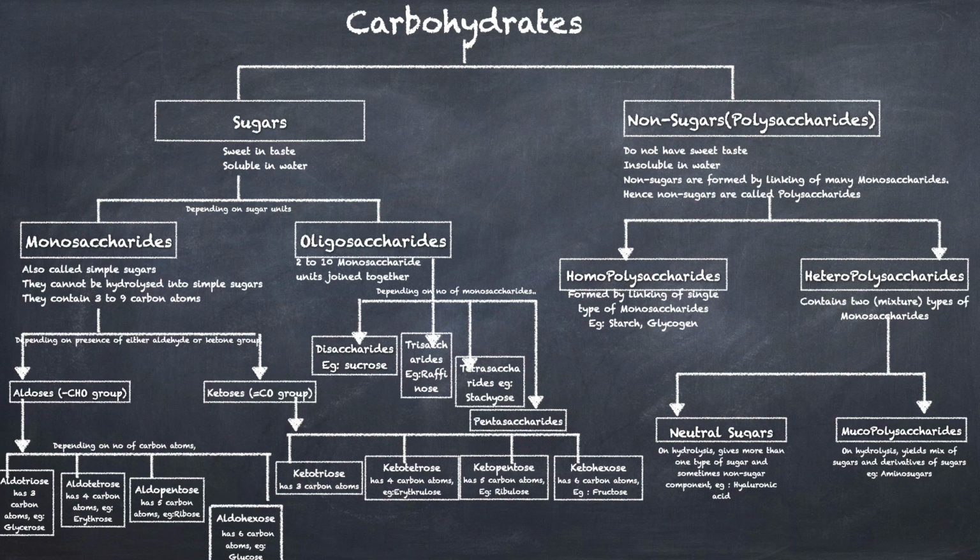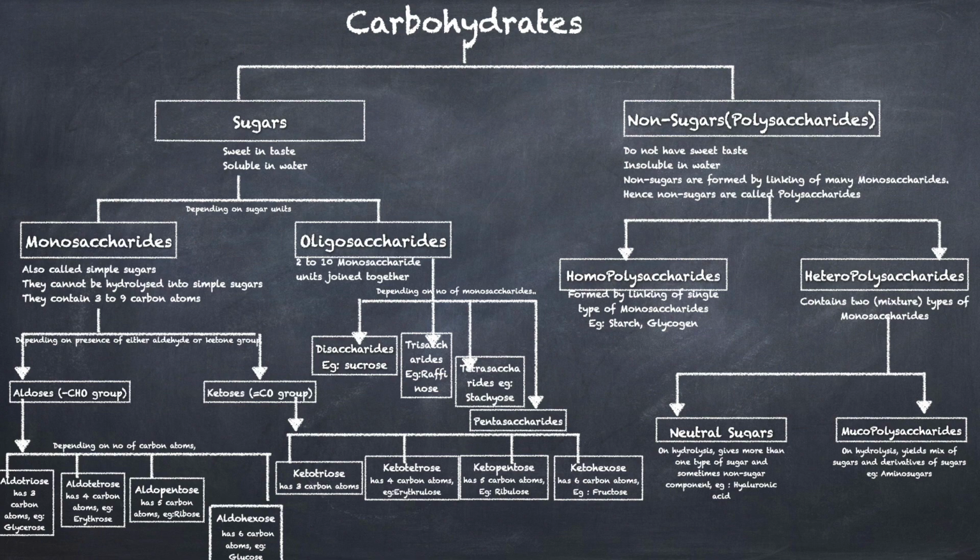Coming to non-sugars, they are divided into homopolysaccharides and heteropolysaccharides. Homopolysaccharides are formed by linking of single type of monosaccharides. Example, starch, glycogen, etc. Heteropolysaccharides contain a mixture of 2 types of monosaccharides. They are divided into neutral sugars and mucopolysaccharides.